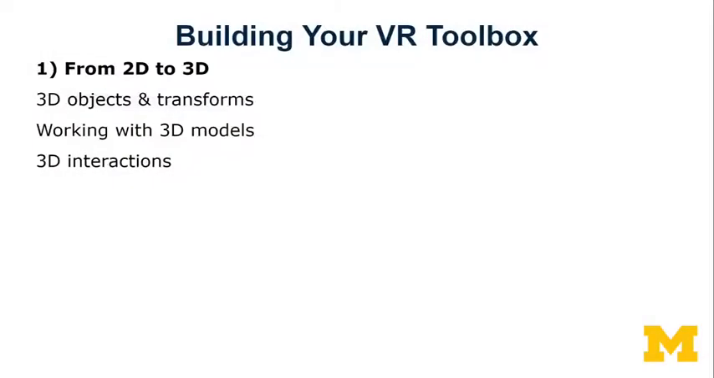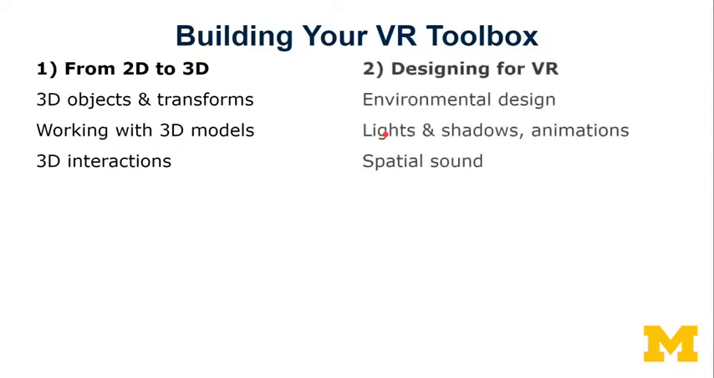We're going to learn how to move and jump actually from 2D to 3D. So 3D objects and transforms, working with 3D models, 3D interactions. Okay, so that's the basics. That's our entrance into VR. This is actually not VR yet. So then we're going to design for VR. Okay, we have to think about the environment, right? We need to build a world, and then as we do that, we need to think about lights, shadows, animations, spatial sound, so not just the visual.